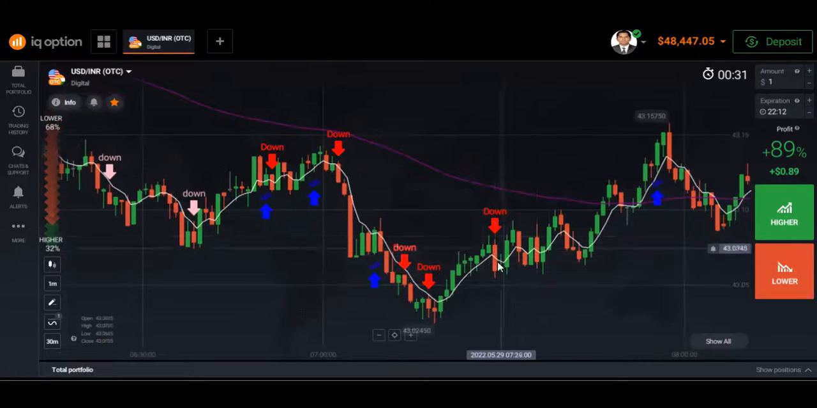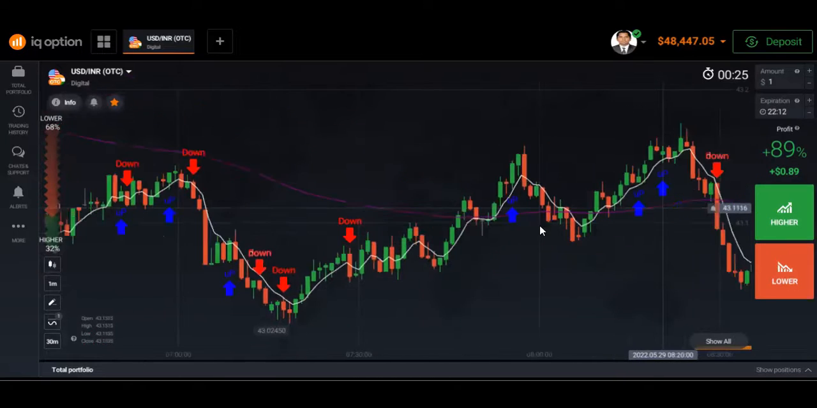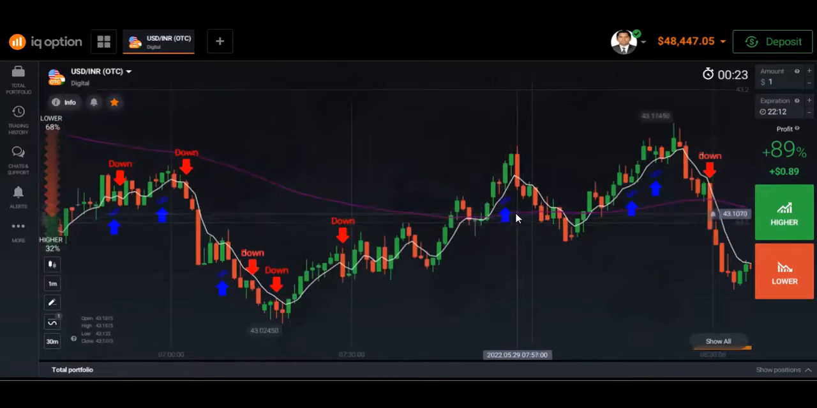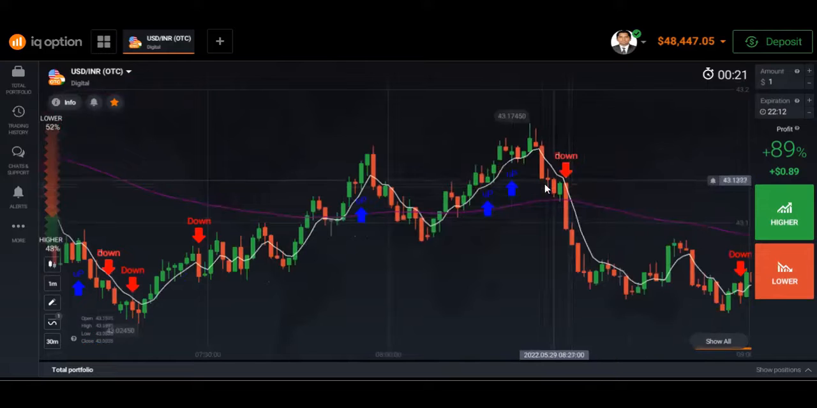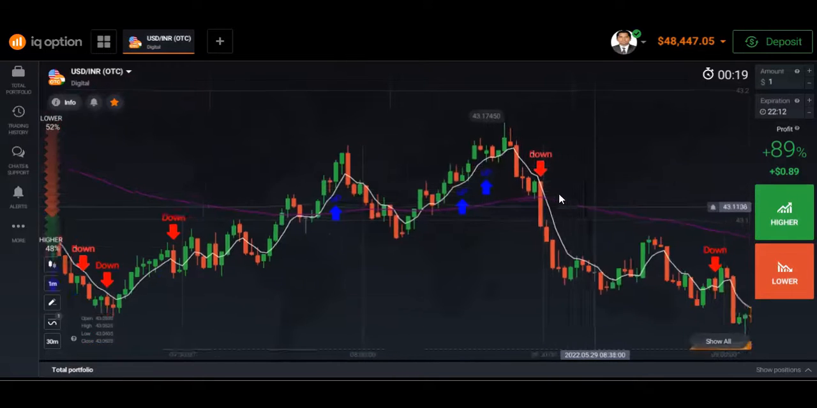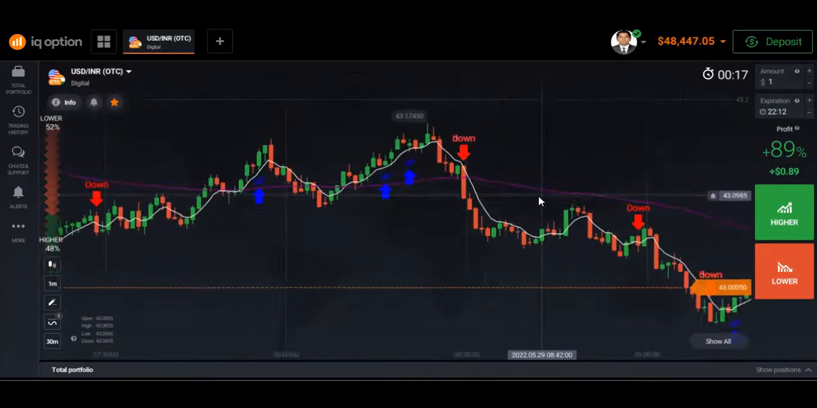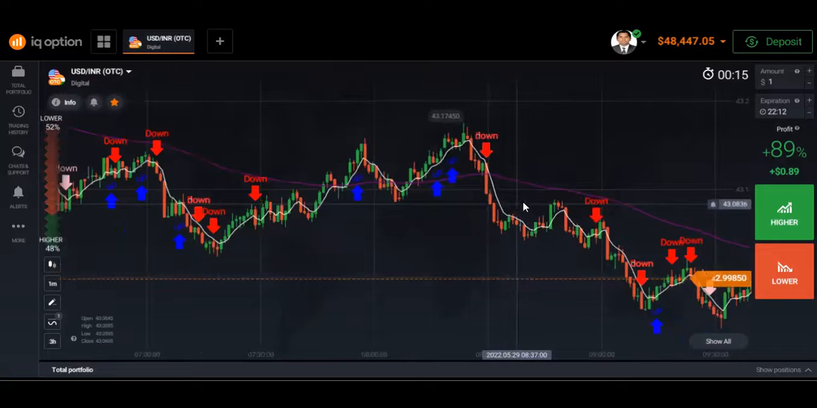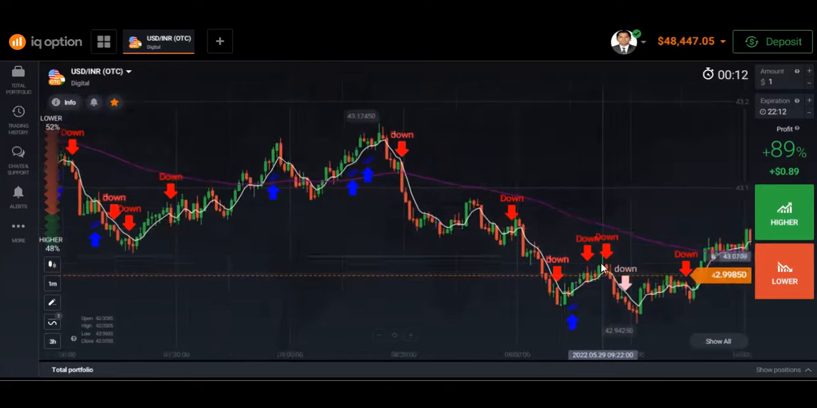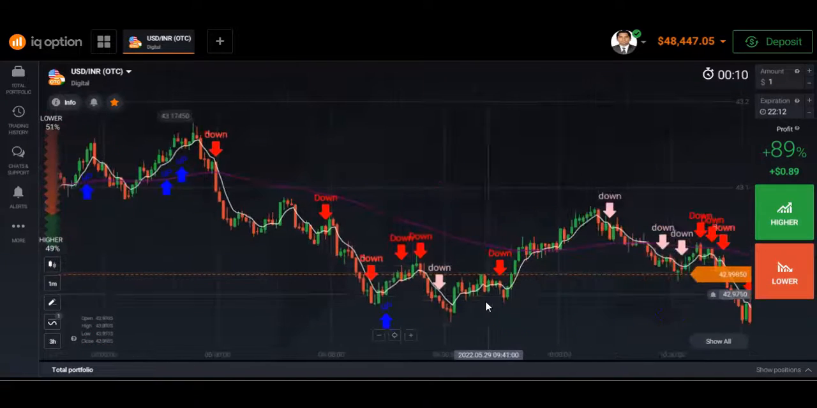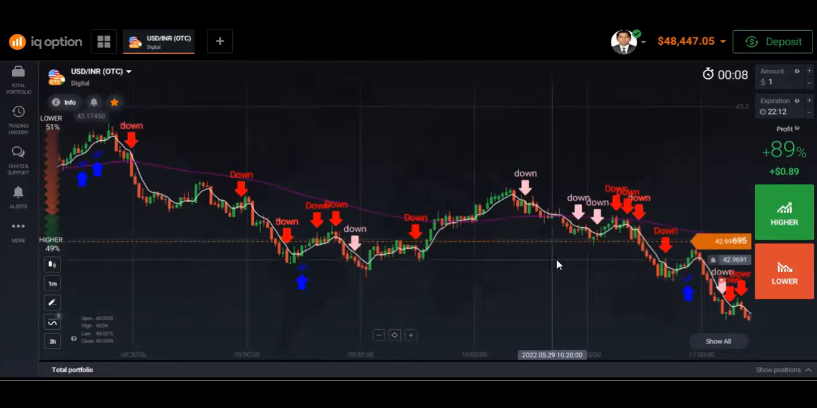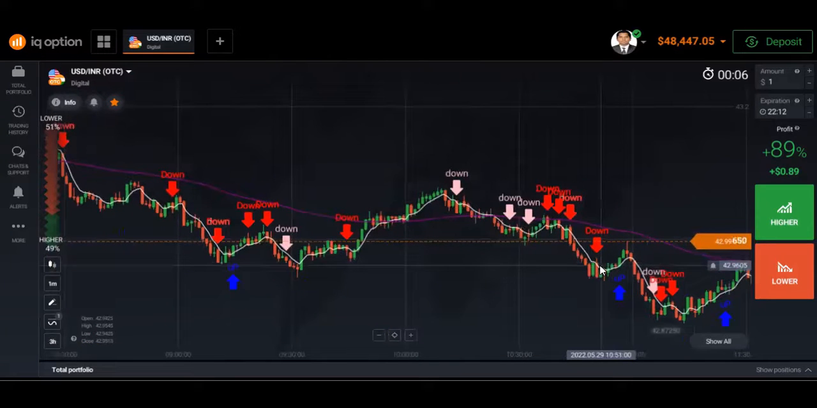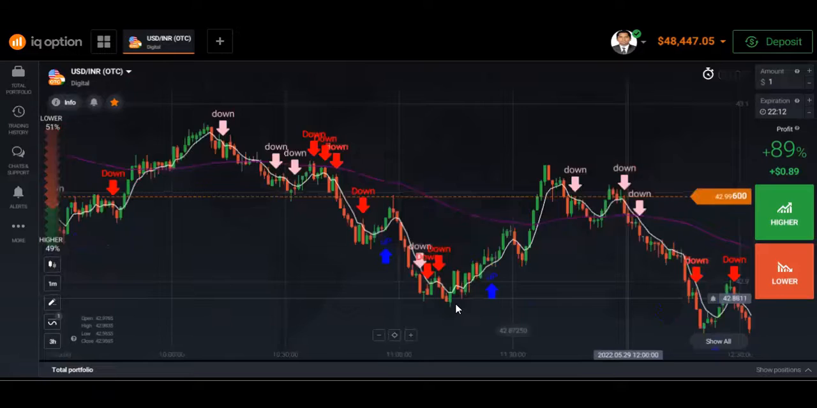Sometimes it may have repercussions. So whenever you see that there is a signal coming in this line, don't trade. Always wait for it to go back and then trade. Whenever it's in a downtrend, try to take a lot of trades in a downward direction. Whenever it's an uptrend, try to take a lot of decisions to the upside. Okay, let's have another one.